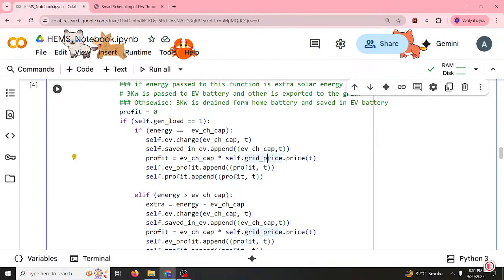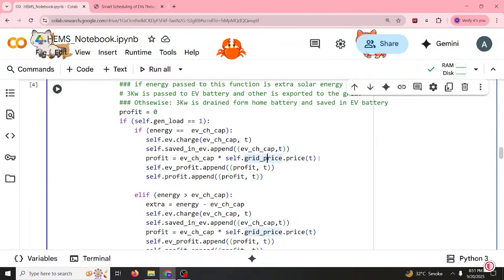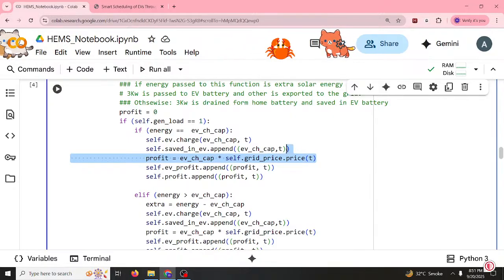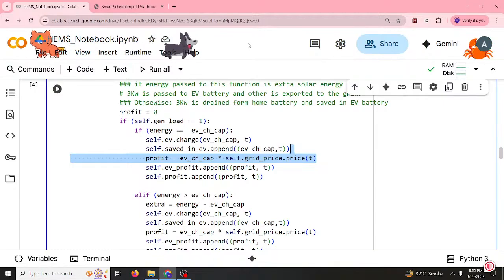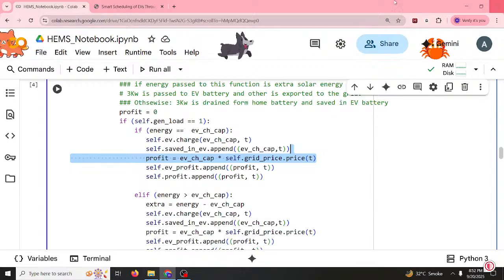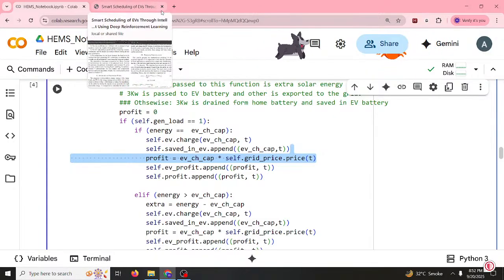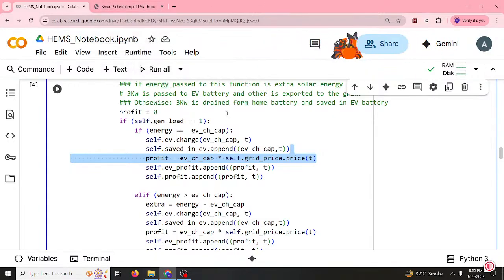We just earn some profit because we are charging the EV from the home batteries, so that we do not need the solar or other things. So, that means we are charging the EV from the renewable energy, that is solar, not from the grid. So that means we are also earning profit by maximizing renewable energy usage. All right.